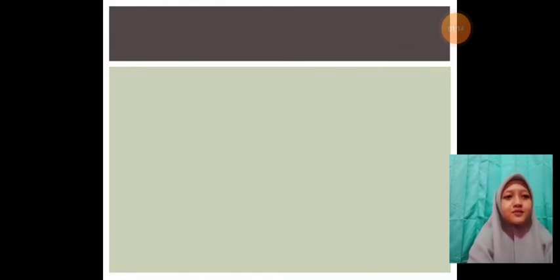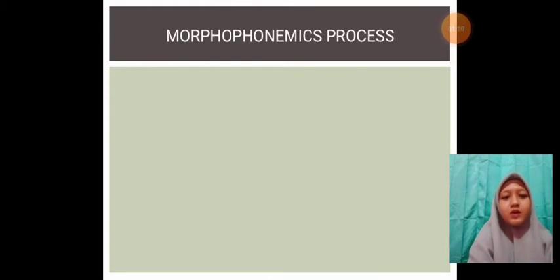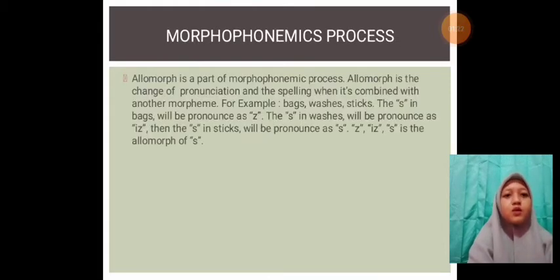Okay, next, the morphophonemic process. Allomorph is a part of the morphophonemic process. Allomorph is the change of pronunciation and spelling when it's combined with another morpheme. For example, bags, was, sticks. The s in bags is pronounced as z. The s in was is pronounced as z. Then the s in sticks is pronounced as s. Z is an allomorph of s.